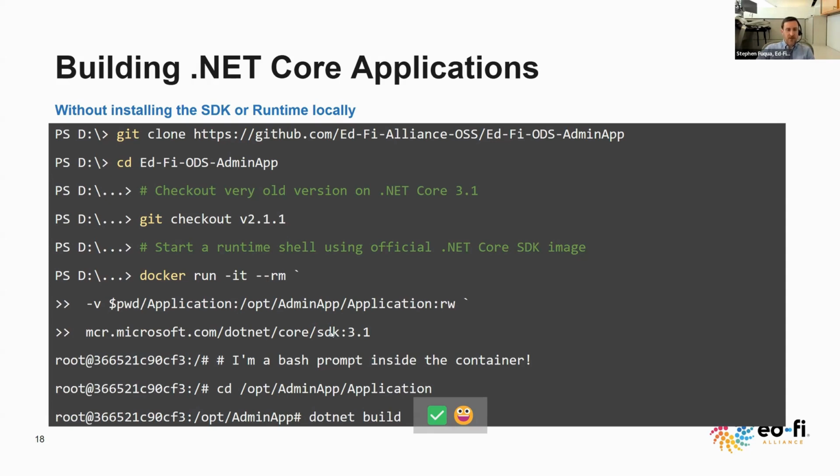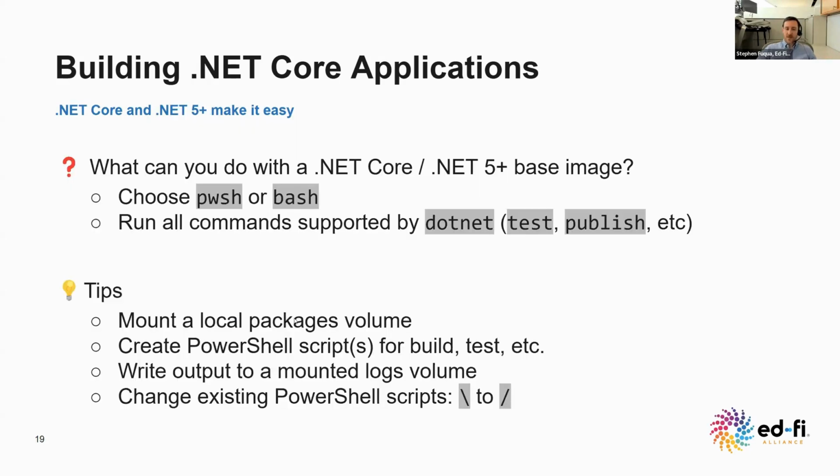I should have explained that the first time. So you want to be able to mount that local volume. You can create whatever scripts you want within there for build, test, etc. You might want to mount a volume for logs. Just if you do have PowerShell and you've got any hard-coded backslashes, you may want to think about forward slashes. PowerShell will translate a lot of those for you, but not everything.